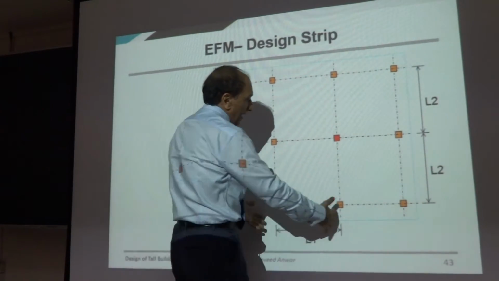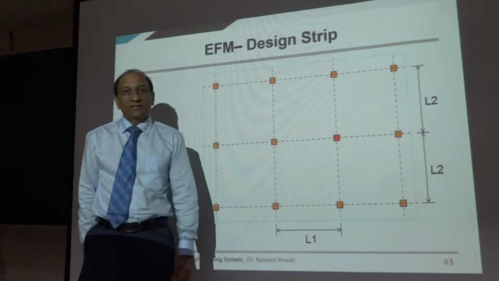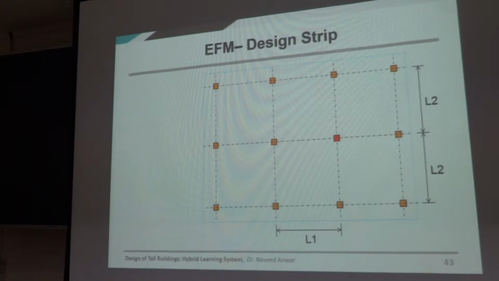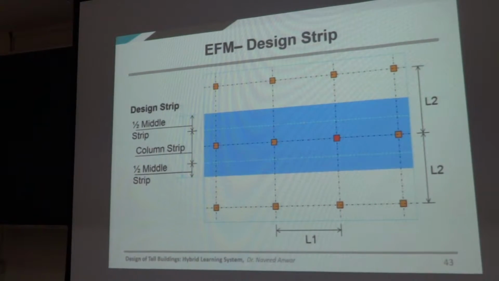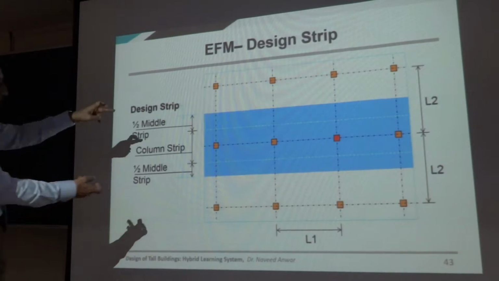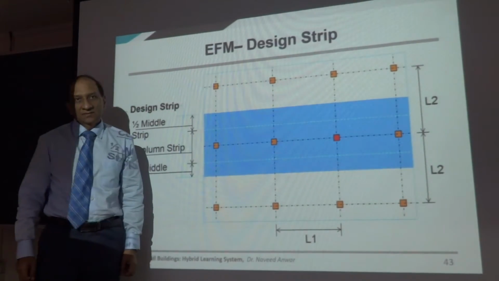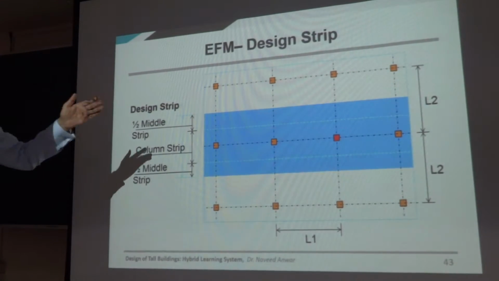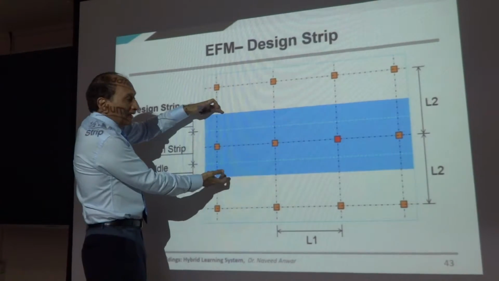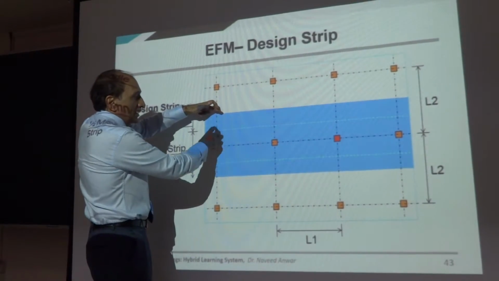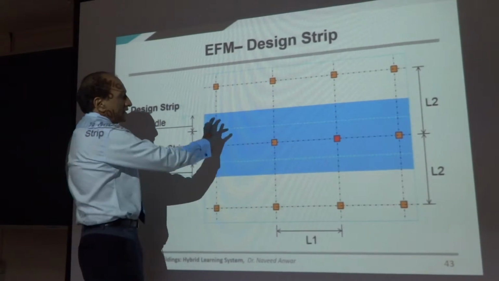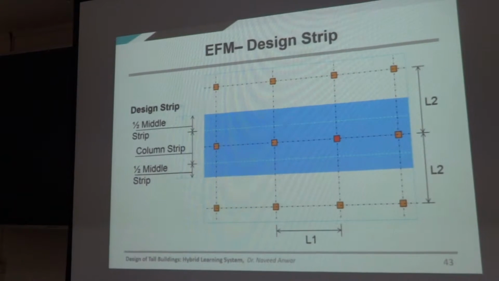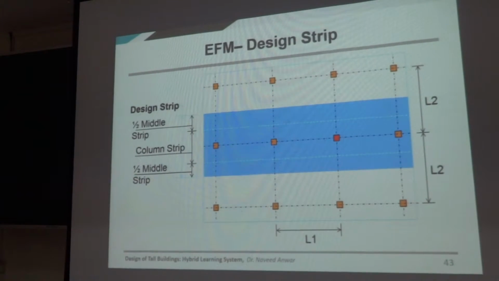So the concept is that we have a span along the strip and we have spans perpendicular to the strip called L2. L1 is always along the strip, L2 is always perpendicular to the strip. So the design strip will be like this. Half middle strip, column strip, we define like this. And then we treat this entire design strip as if it was a beam center line. So we analyze this as one very wide beam from here to here. But we will make some changes to account for the column size and the fact that there is no support throughout the width. So we will have to make some changes in our concept. But this is how we look at the design strip. So each design strip is analyzed as a wide beam, so to speak.